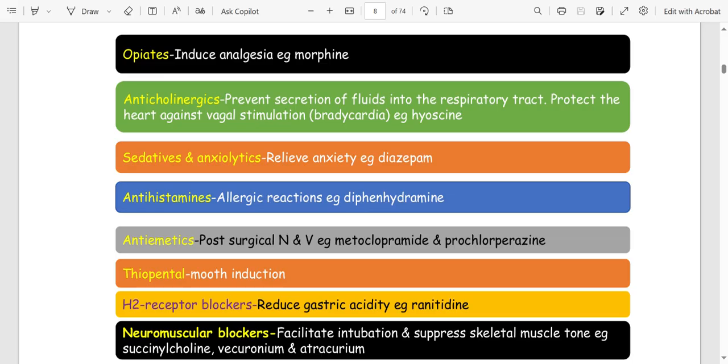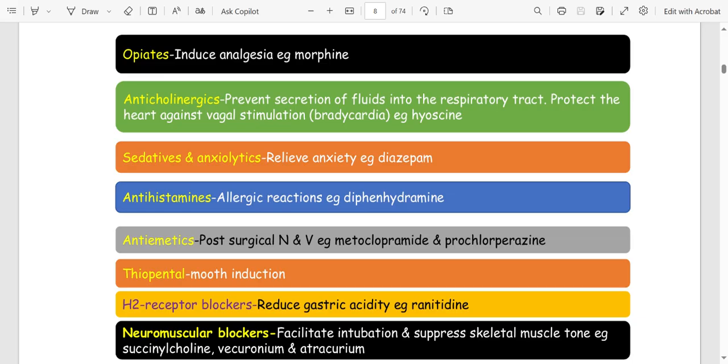And then you also give antihistamines for allergic reactions. An example is diphenhydramine. And then you also give antiemetics for post-surgical nausea and vomiting. Okay, because after surgery, someone might end up vomiting or have nausea. So you want to be able to stop that. For example, you can give metoclopramide and prochlorperazine. And then you can also give thiopentol. This one is for smooth induction so that the process can start well.